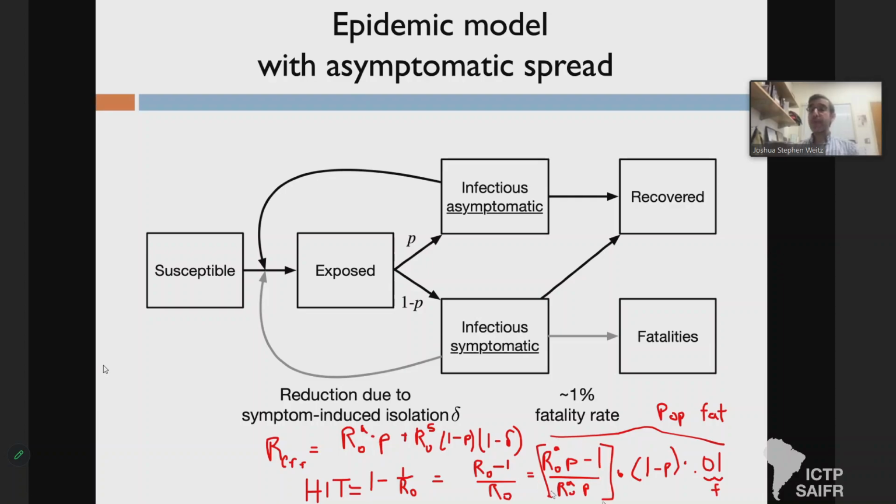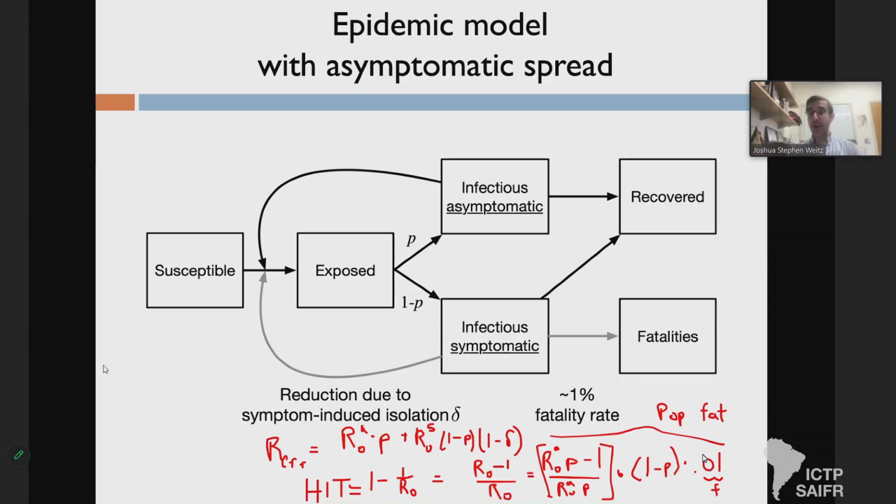This is, though, the number of people who have been infected. Even though only asymptomatic people are transmitting, a fraction of those had been symptomatic. That's 1 minus P. And amongst those symptomatic people, a fraction died. So if I take the herd immunity threshold times the fraction symptomatic times the individual fatality rate, I get the population fatality rate. Okay?